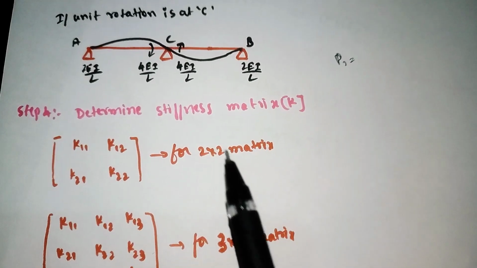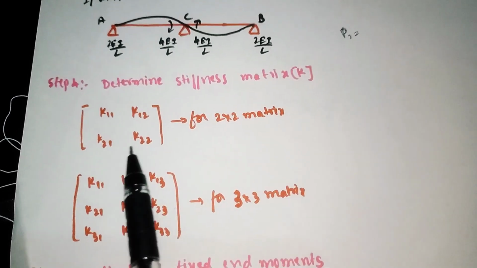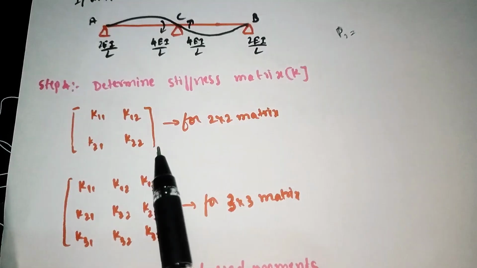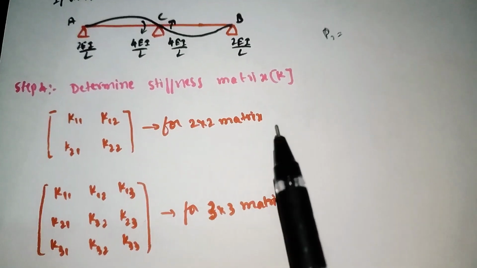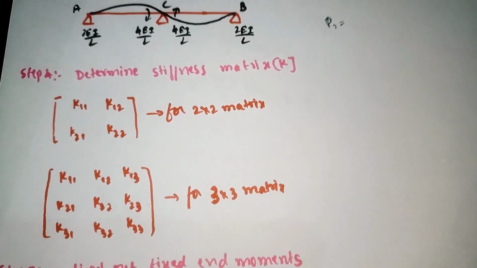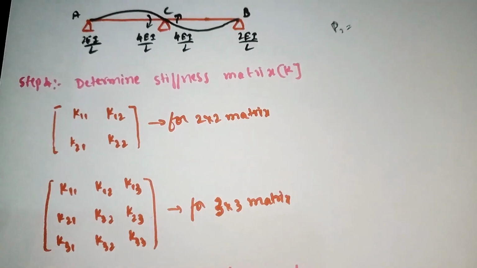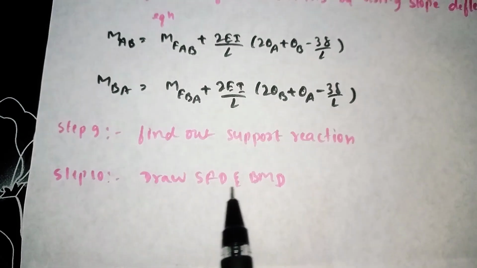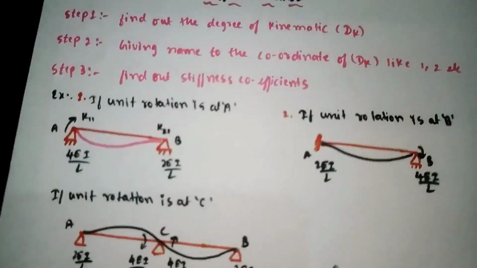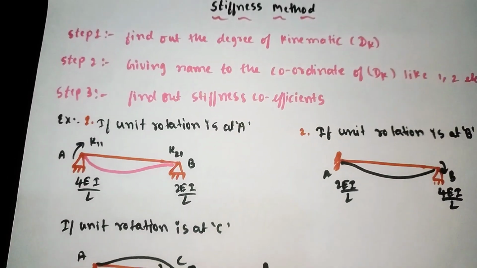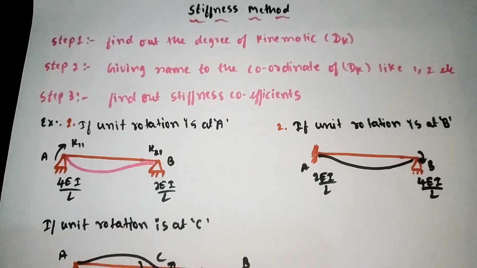When they ask to find the stiffness matrix, then we need to do up to step number 4. After finding the stiffness matrix, we need to stop there only. If they ask to draw the SFD and BMD, then we need to solve up to step number 10. So this is the working procedure of the stiffness matrix. In the next video we'll solve a problem on this method.